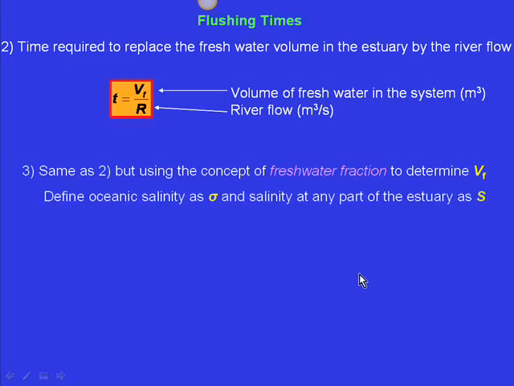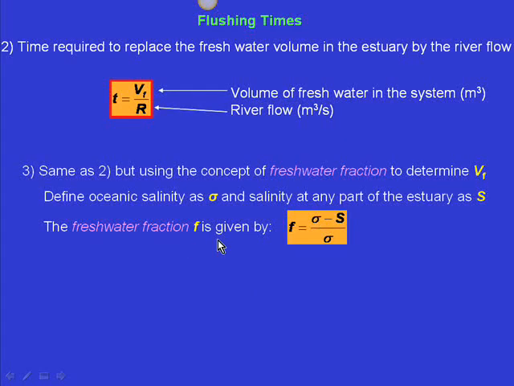So in order to determine the freshwater fraction, first let's define an oceanic salinity of sigma, and the salinity at any part of the estuary will be S. With that we can define a freshwater fraction that is given by this relationship: salinity of the ocean minus salinity anywhere in the estuary, divided by the salinity of the ocean. So what range of values can that F take? 0 to 1.